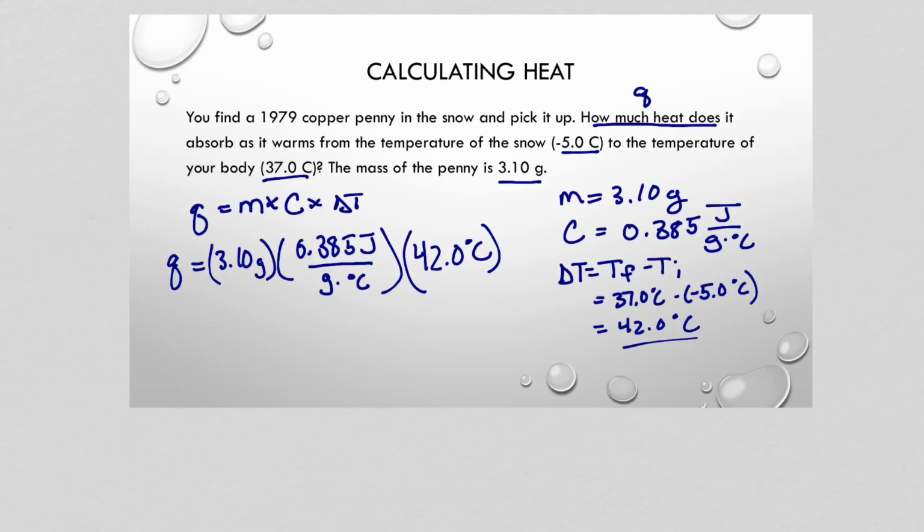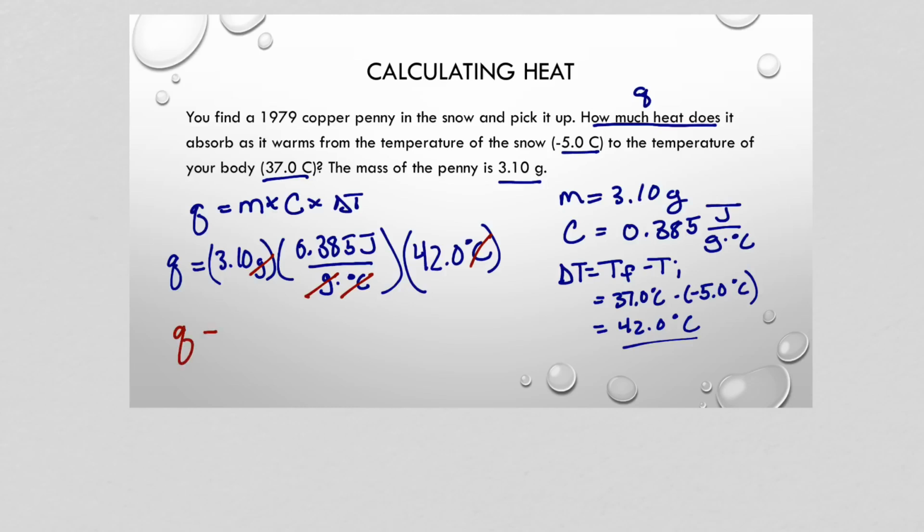So if we think about units here, I have grams on top, I have grams on bottom, those cancel. I have degrees Celsius on bottom, degrees Celsius on top, those cancel. So all I'm left with is joules, which is the units of heat, right? Heat is going to be in units of energy, and one of the units of energy is the joule, so this makes sense.